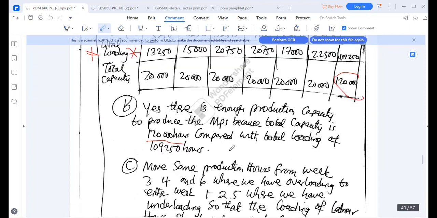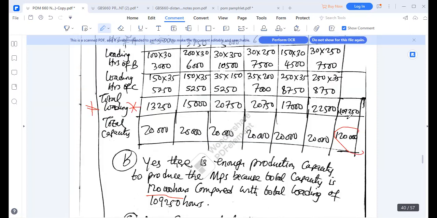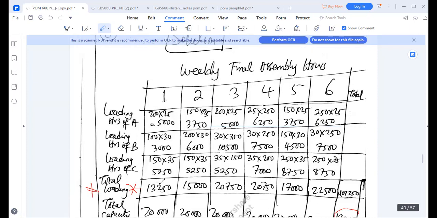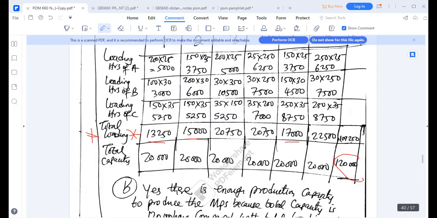But we should say we have underloading of hours in the weeks where we have underloading. In week 1, we have underloading. Week 2, we have underloading. Week 5, we have underloading. And we have overloading of hours in week 3. We have also overloading of hours in week 4. And we have also overloading of hours in week 6. Because our capacity is 20,000 hours.